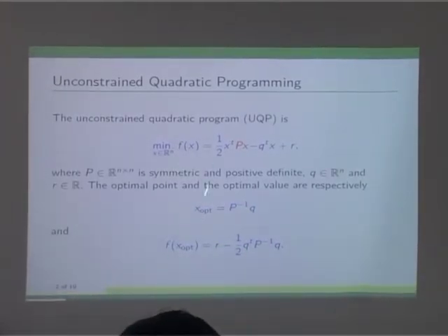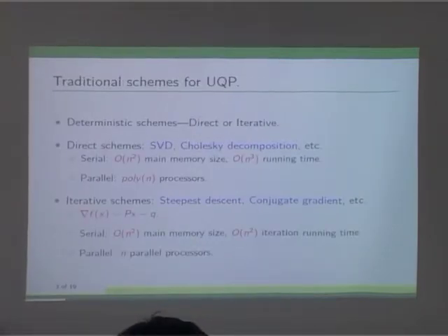Although we have some neat closed form expressions in high dimensions, the fact that we have this inverse over here is the cause for concern. So let's have a quick recap of how we would have traditionally tried to solve this. I'm sure everyone knows all these things. Your methods could have either been direct or iterative. In direct schemes, you would have used something like SVD or Cholesky decomposition to factorize the matrix.